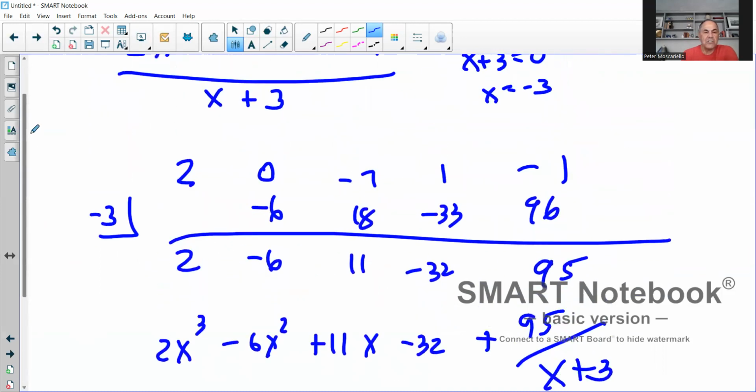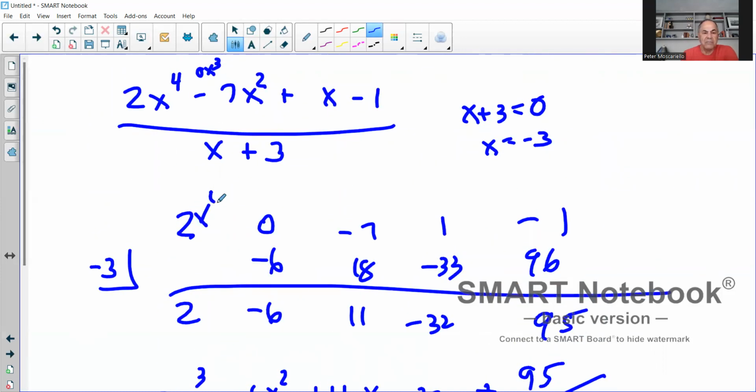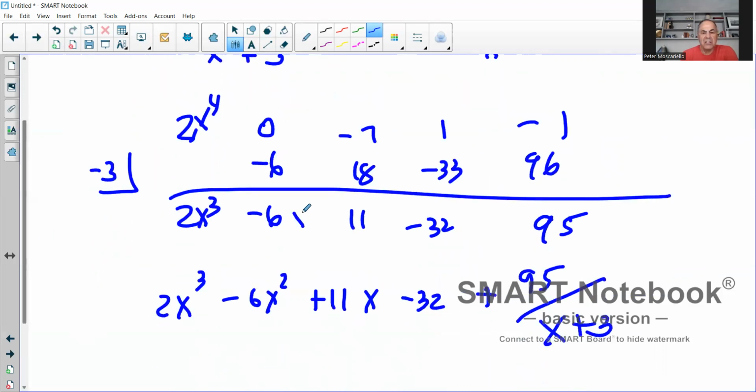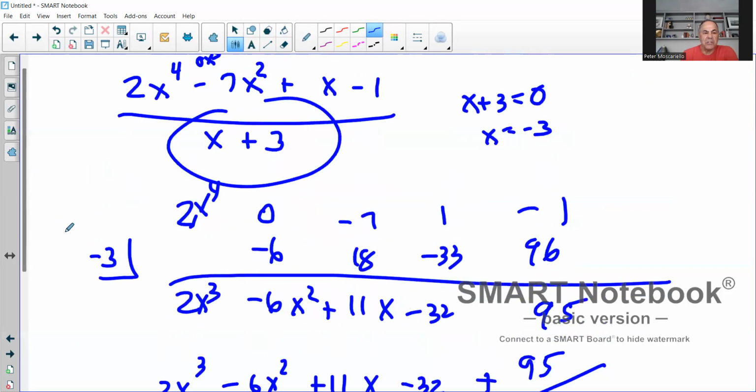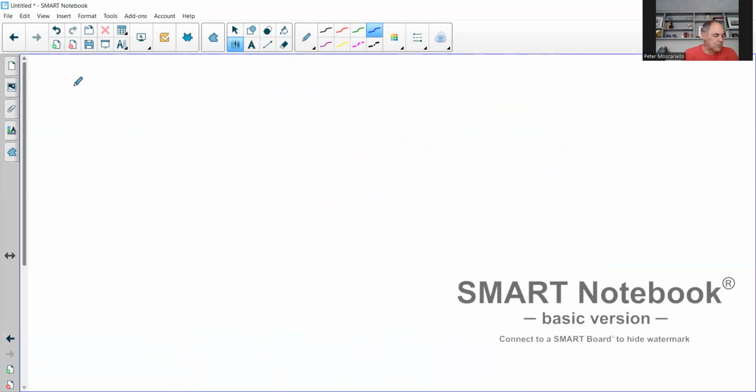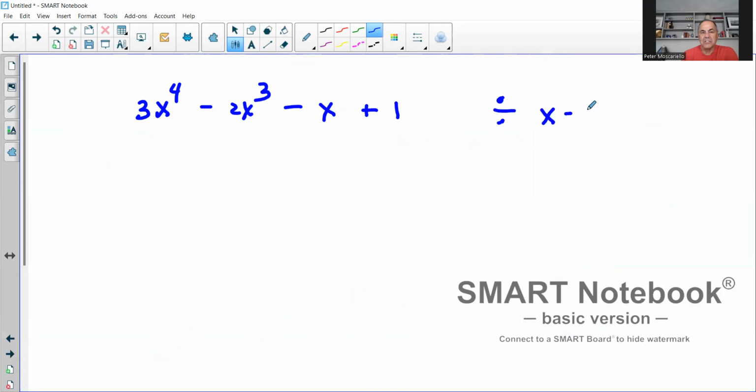How do you get those coefficients? We started with x to the fourth, didn't we? So it's going to reduce by 1 to x cubed, x squared, x. And this is your remainder. It always goes over the original divisor, x plus 3. Okay, so why don't you try this one? Divided by x minus 2.